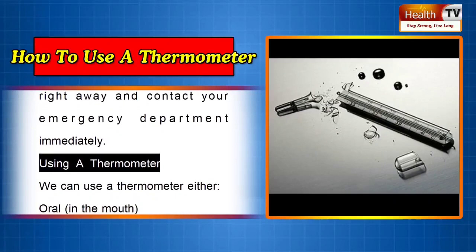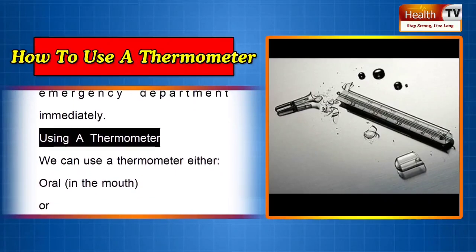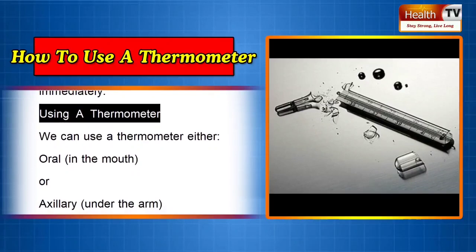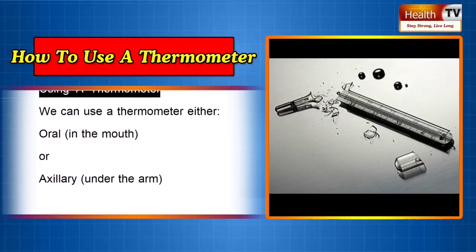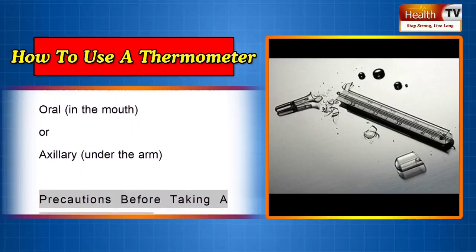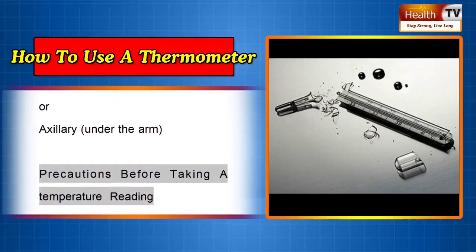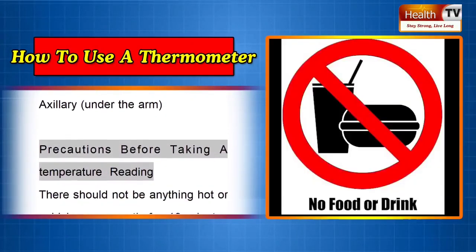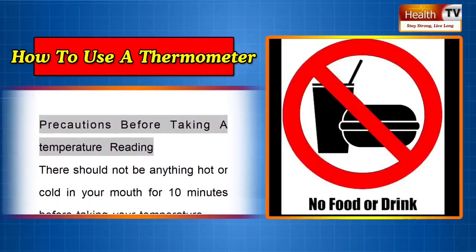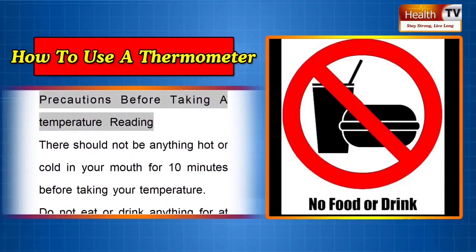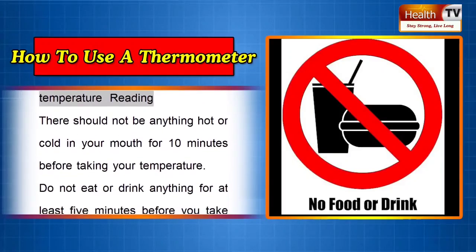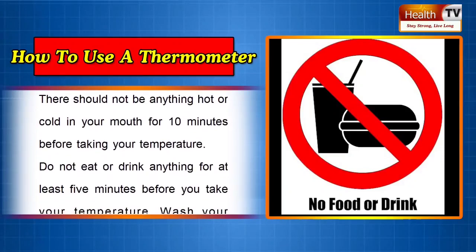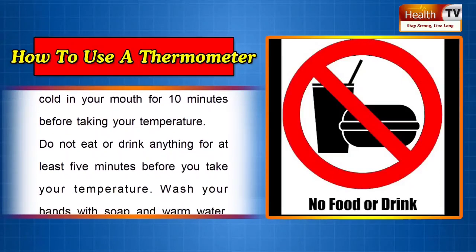Using a thermometer. We can use a thermometer either orally, in the mouth, or axillary, under the arm. Precautions before taking the temperature reading: there should not be anything hot or cold in your mouth for 10 minutes before taking your temperature. Do not eat or drink anything for at least 5 minutes before you take your temperature.